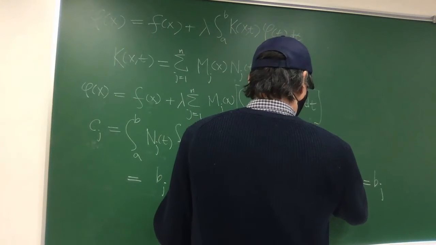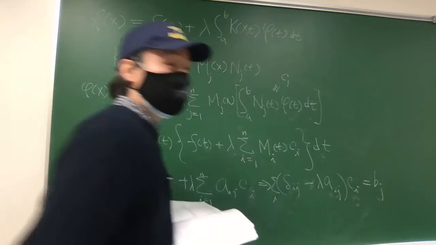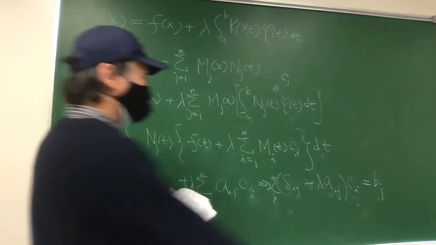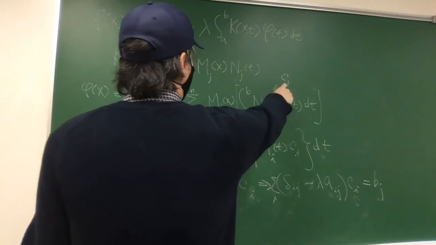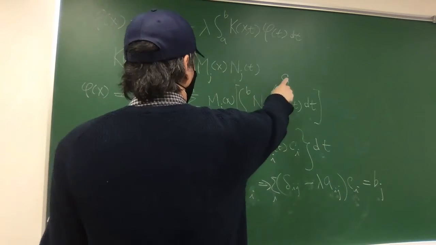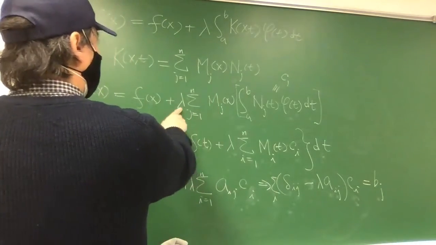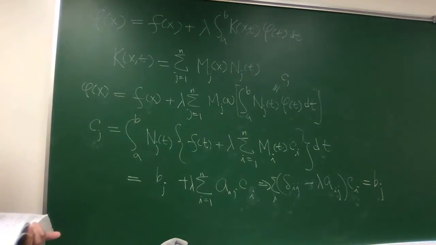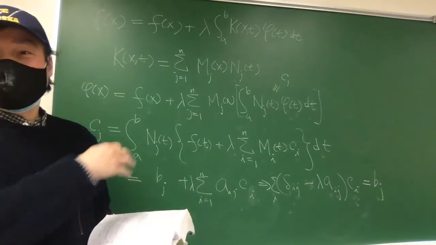And now C sub i will be equal to the inverse of this matrix times b sub j, right? And you have a solution. Once you have the C sub i, you have the solution, because this is the coefficient. If you know all these coefficients multiplied by M, multiplied by the lambda, plus F, this would be a solution. Okay. Is it clear?